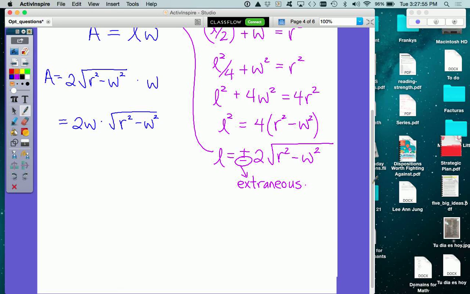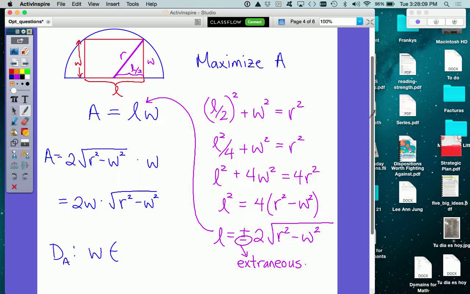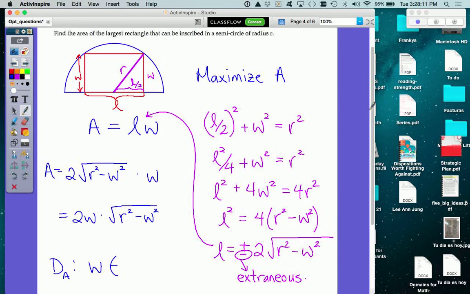So the next thing to do here is to decide what is the domain of my equation, the domain of the area. And the domain, well, my variable is w. And so I ask myself, what can w be? What values can w take on? I go back up and I look at my diagram, and I can see that w can get smaller and smaller and smaller as the rectangle gets wider down to 0. w can't be 0 because if it was, we would no longer have a rectangle. So w has to be greater than 0.